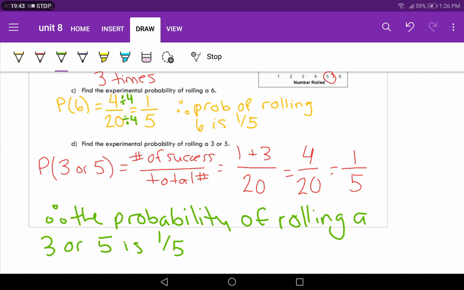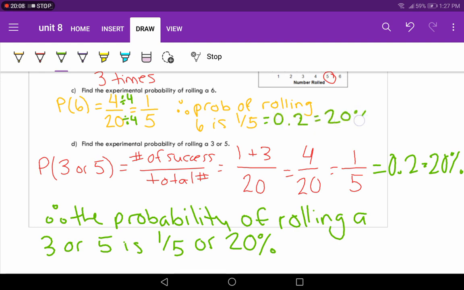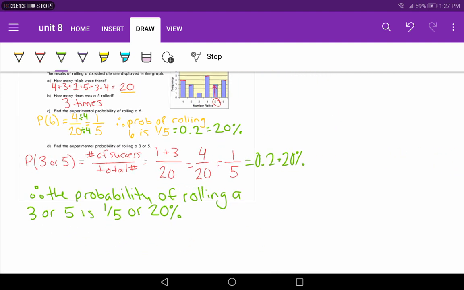Okay, and again, we should be able to put that into percentage, right? By dividing 1 divided by 5 times 100, because percent is kind of nicer for us to deal with. So that is equal to 20%. Okay, so you have to go to that decimal first and then multiply by 100 to get your percent. Okay, so this is the end of the first note on experimental probability.